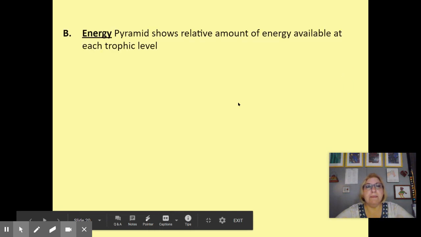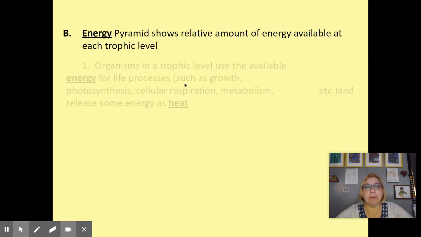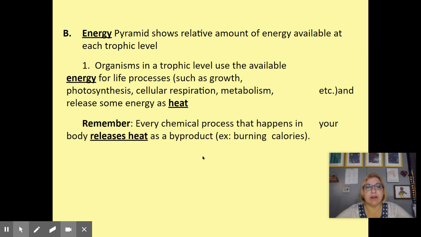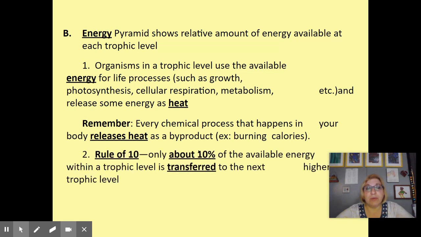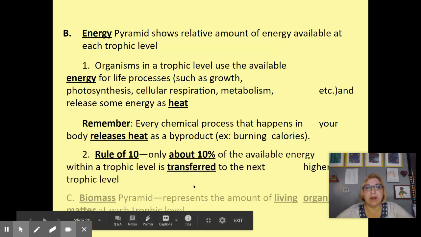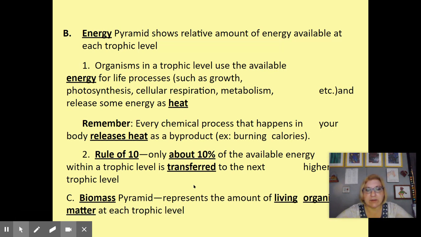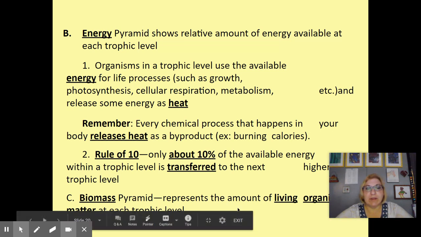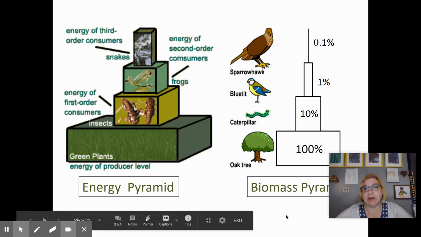So moving on, the energy pyramid shows the amount of energy that's available at each trophic level, like I mentioned, and most of that energy is used for life processes like growth, photosynthesis, cellular respiration, metabolism, and heat. And then you know that the rule of 10 is something that can help you remember how much energy is passed on from one level of the pyramid on to the next level. So the biomass pyramid represents the amount of organic material at each level. So again, as it goes up, it's going up by 10% each level.